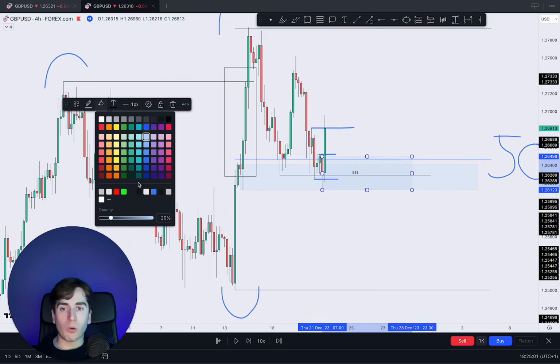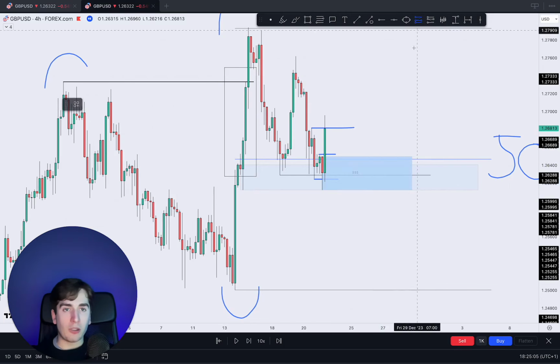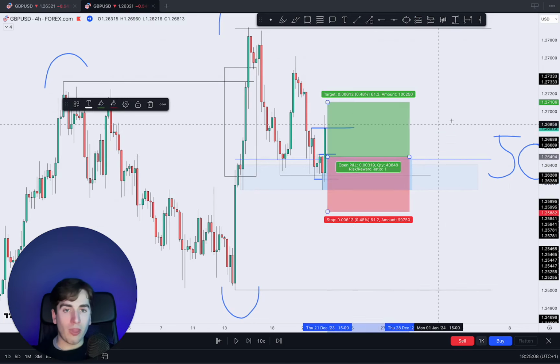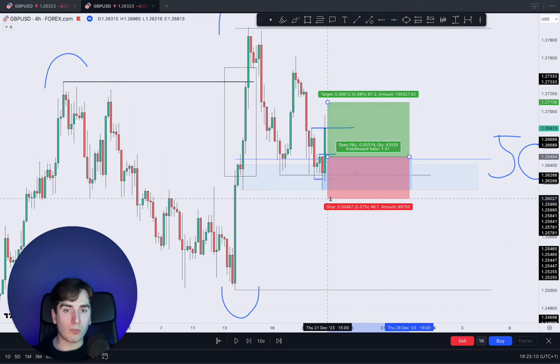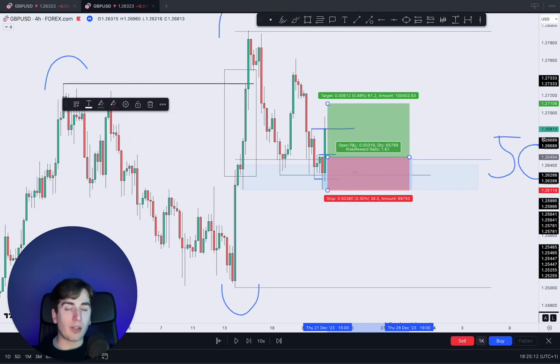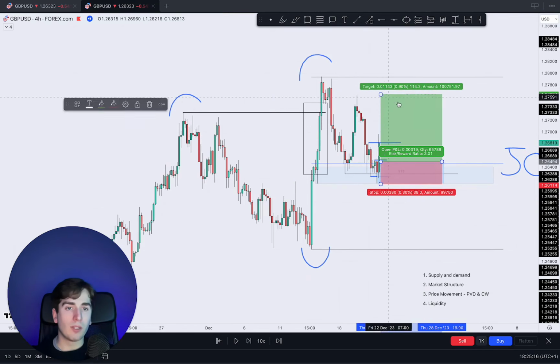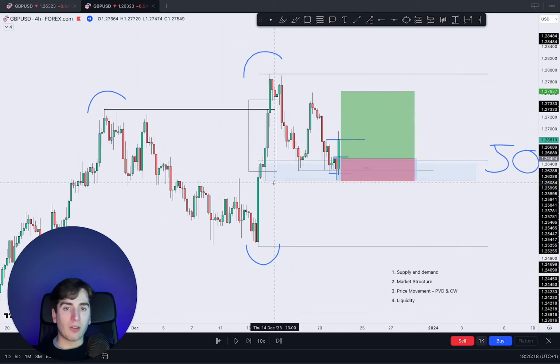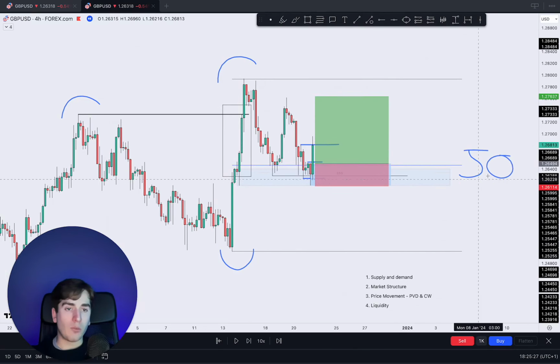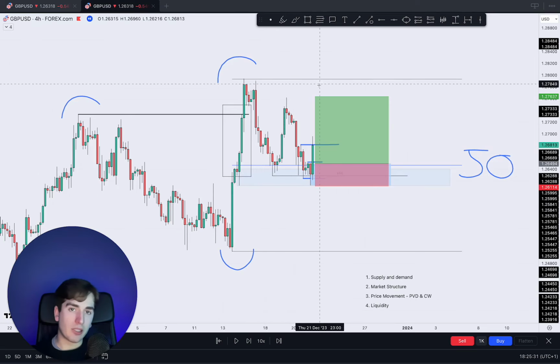From this point onwards, let me just make the opacity slightly higher. From this point onwards, I'll be setting my order on that area of demand with my stop loss below the low and my target at a fixed 1 to 3 risk to reward. So again, demand, market structure is bullish, fractal structure is also bullish. Price movement, we have discount, right? We're below the 50% mark of the overall swing range, and we have liquidity like I just explained.